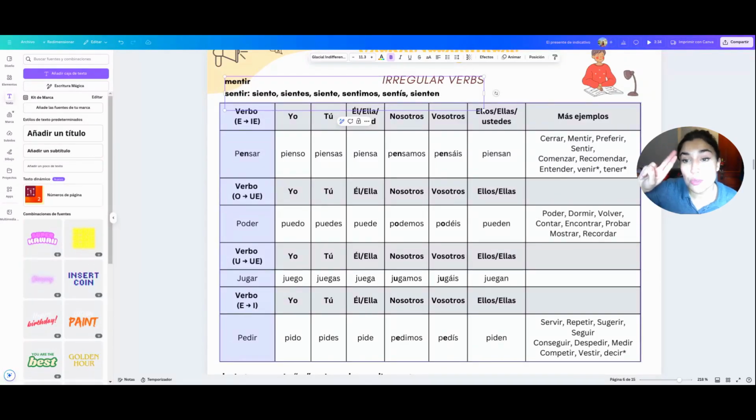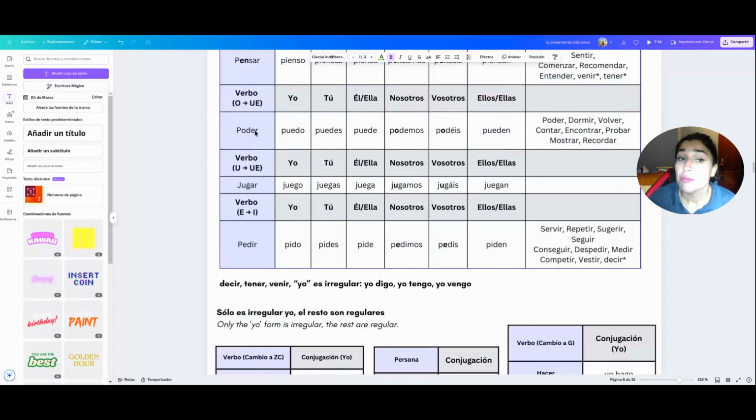Every time that there are two E's, it's going to be the second one always, okay? It's not prie, it's pre. The second E we change, so it'll be prefier. And then we complete prefiero, prefieres, prefiere, preferimos, preferís, prefieren. The same one with the rest, okay?